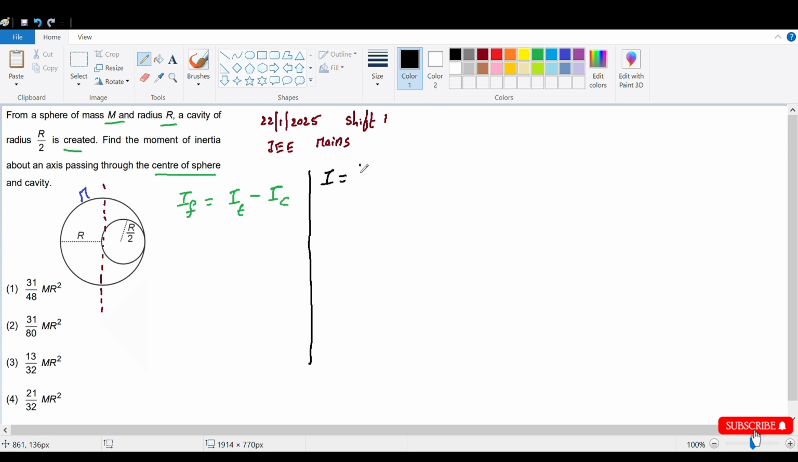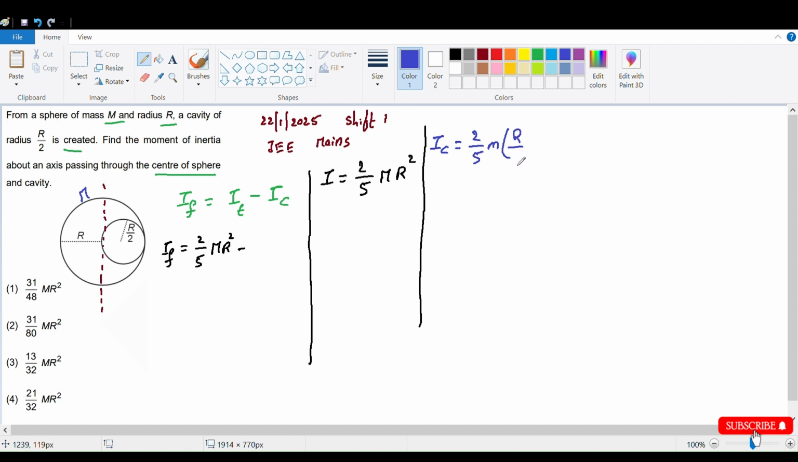So moment of inertia passing through the center, formula 2 by 5 MR square. Total mass is M. So I final is equal to, without cavity we got 2 by 5 MR square, minus I of cavity. You made a cavity of R by 2, right? I of cavity is also 2 by 5, but mass is not capital M, it is some mass that we will find out, m times R by 2 whole square. So small m is equal to density into volume of the cavity.